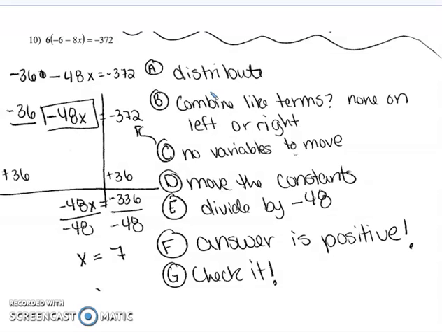Because this is what you're going to do for homework. You're going to actually do these, okay? You're going to say, oh, on the first step, I distributed, okay? That's where the negative 36 and the minus 48 came from. I distributed. This is how I got it.